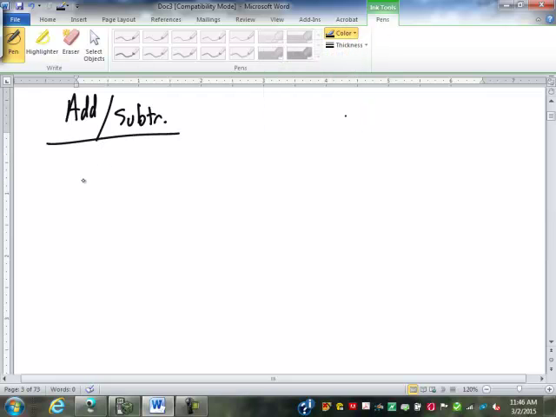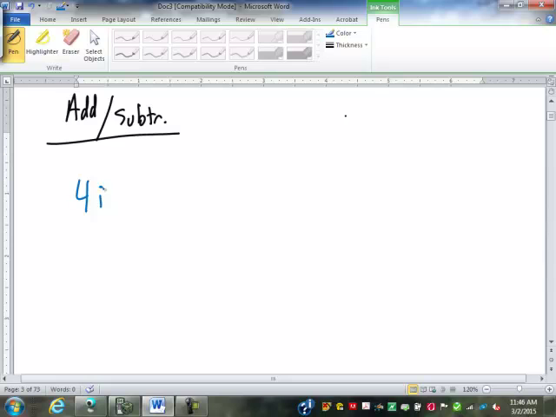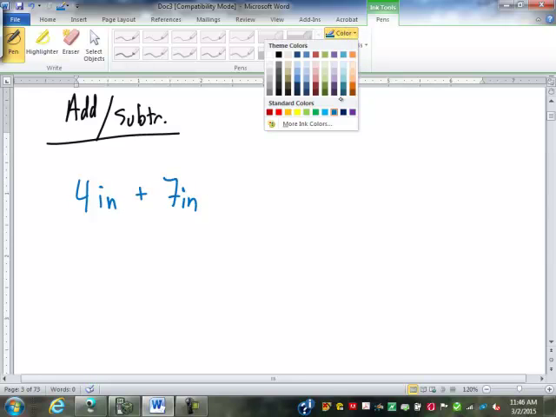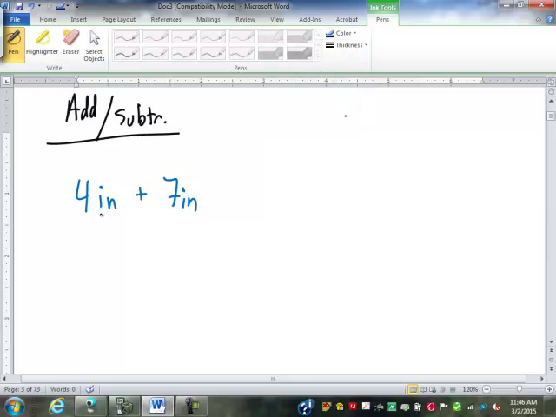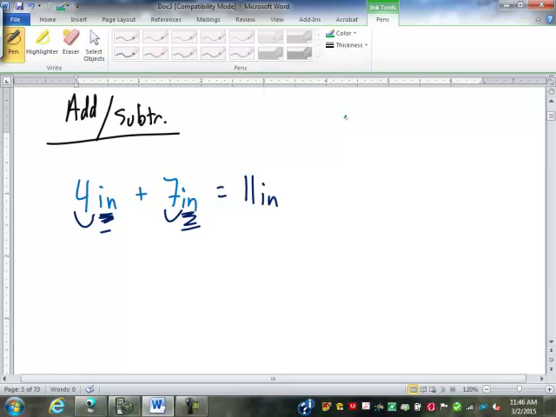We take numbers like, well, let's just go 4 inches plus 7 inches. And when we add or subtract, we must have the same name. So we can only combine inches with inches. And when we add or subtract, we combine the counts. 4 plus 7 is 11. And we keep that same name. It stays inches.